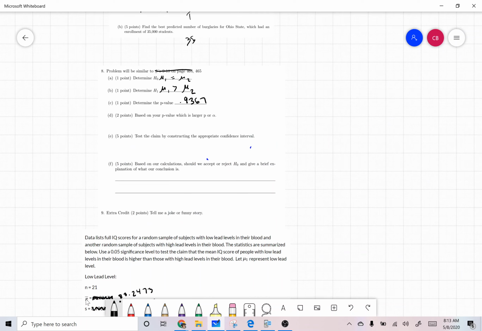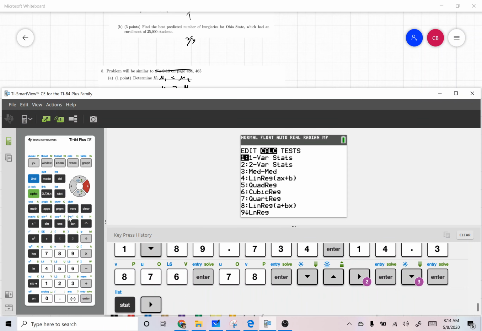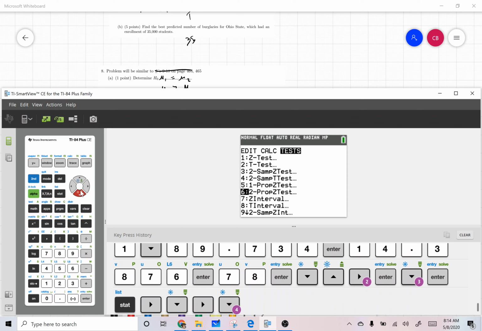So that's a 93% chance. Based on your p-value, which is larger, p is obviously going to be larger in this case. P is greater than alpha. Test it using a confidence interval. To do that, we're going to go to the same spot. Stats, tests. This is a 2 samp z int, or t int, sorry.